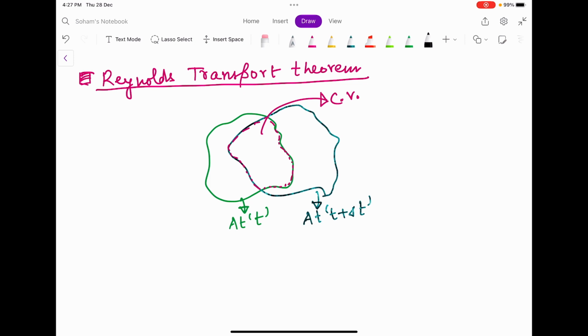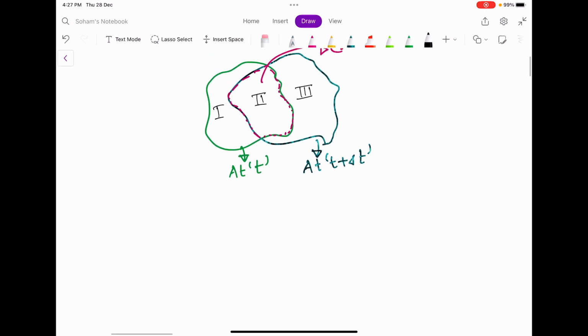Now let us divide this into three segments and we name them: this is segment 1, this is segment 2, and this is segment 3. Segments 1 and 2 together denote the system at time t, and segments 2 and 3 denote the system at time t plus delta t, right?